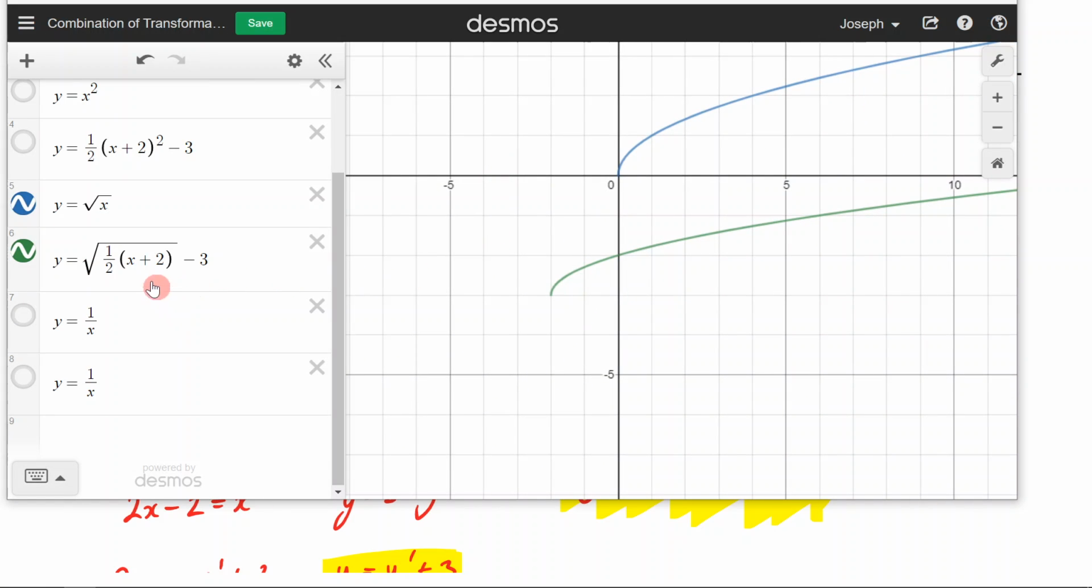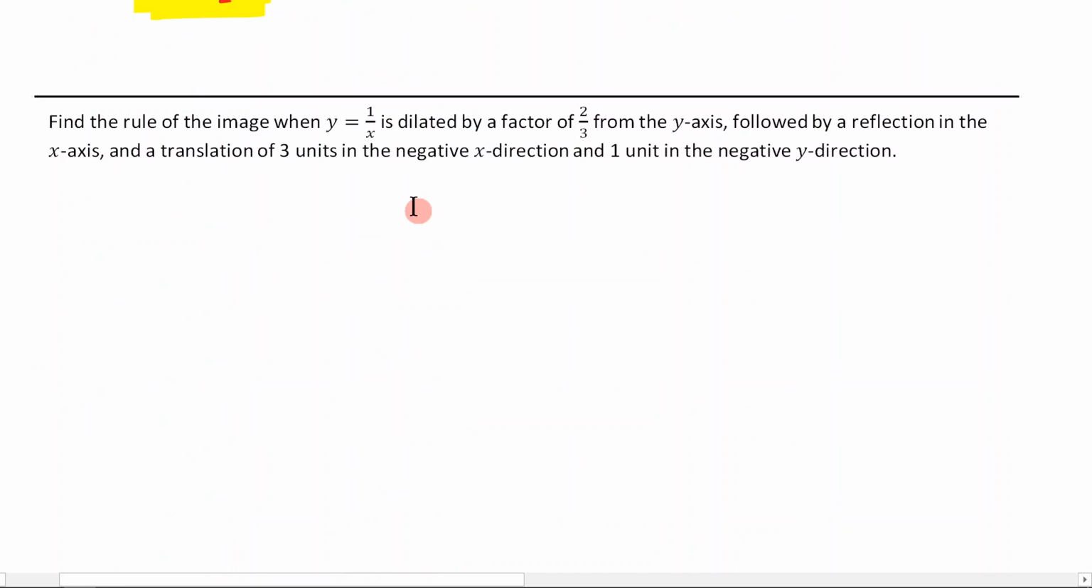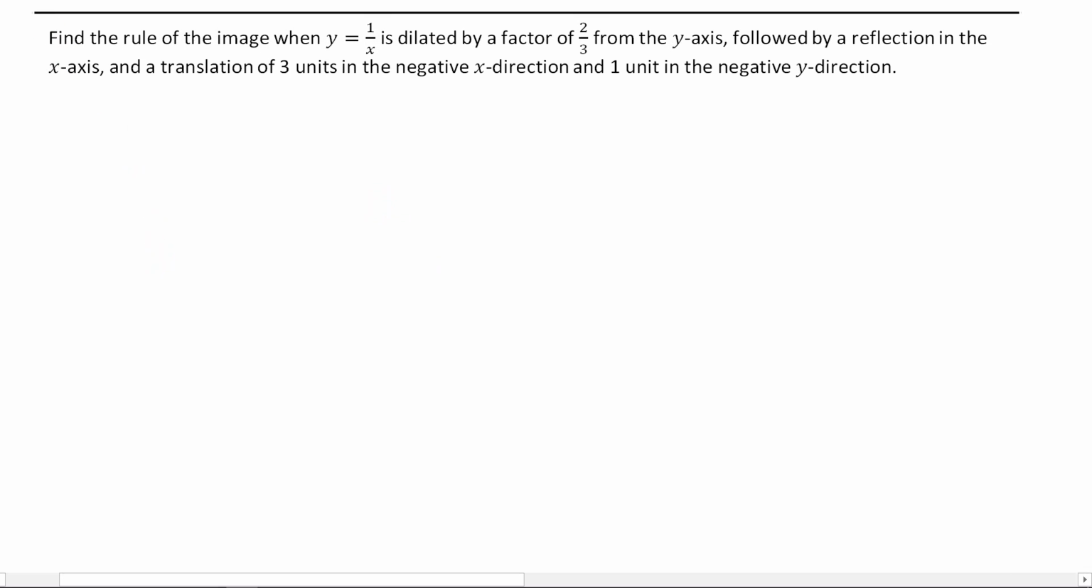So hopefully you can see the importance of really paying attention when you have dilations from the y-axis, because not only do you have to deal with that reciprocal, but also when you have translations in the x-axis, you really have to be careful about how you're writing it. Okay. Let's now bring this up and go on to the next question. Here it is right here. Okay, so again, we can do this by inspection, but we've just got to be really careful. But let's give it a go.